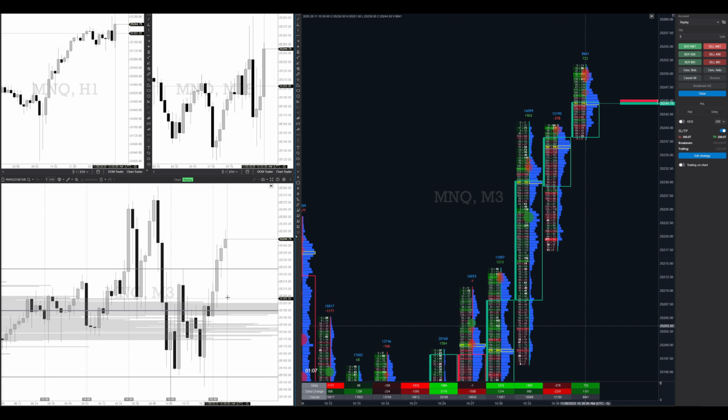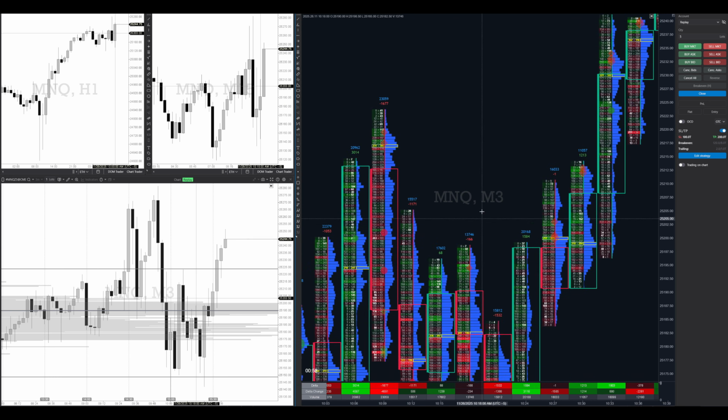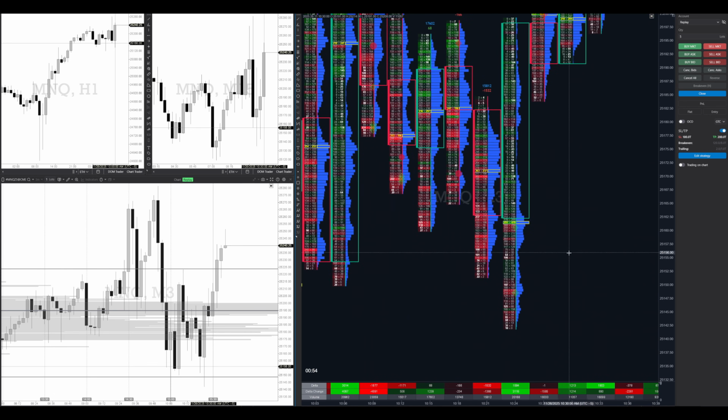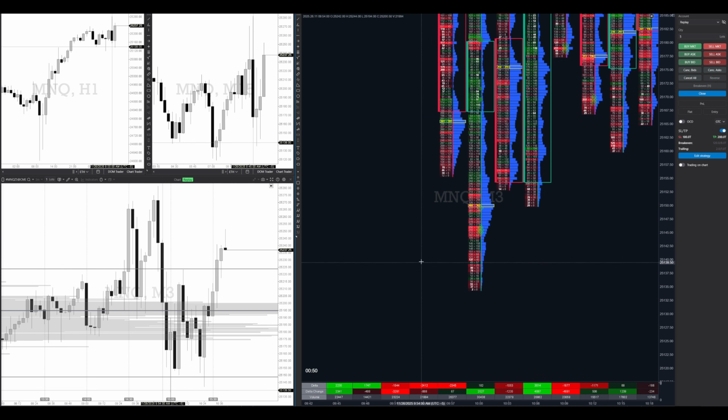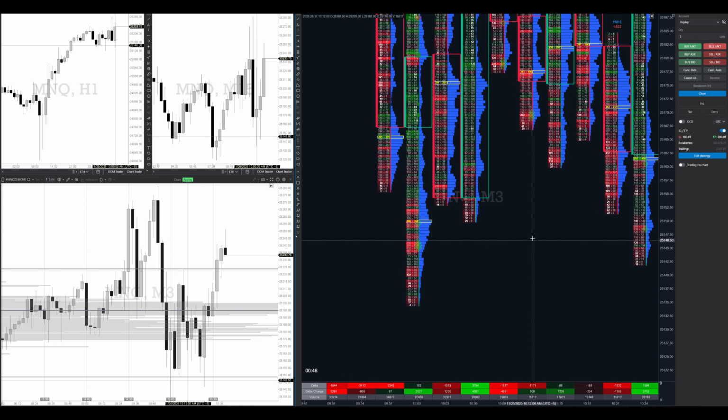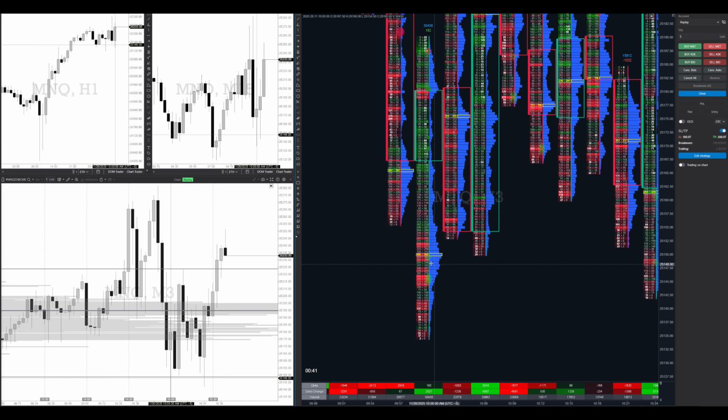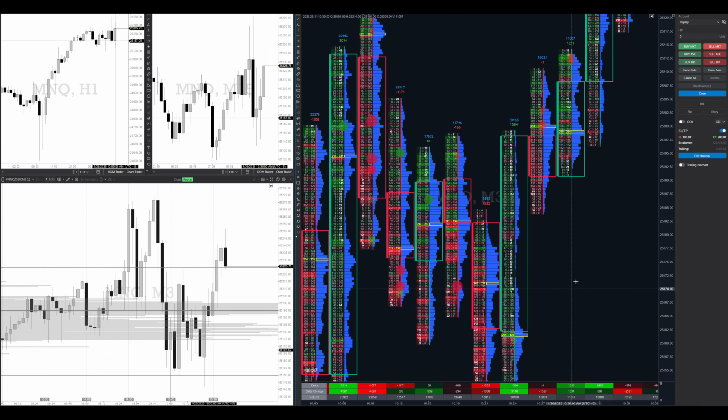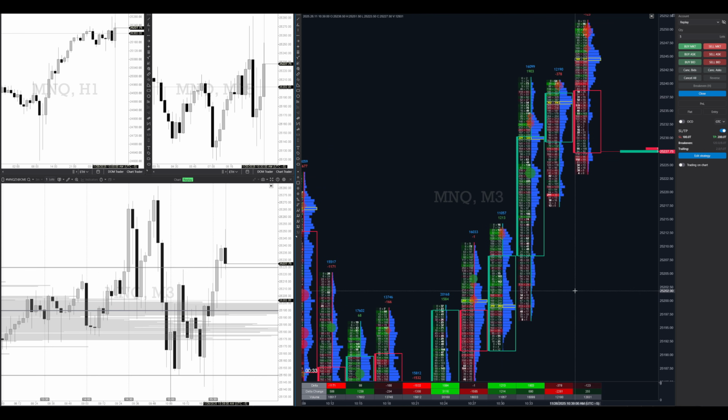And then, are buyers stepping in? Is it going to hold? Things like that. Is there absorption going on? Absorption going on over here. There's a lot of things in this footprint chart. I'll explain it later as I go along here.